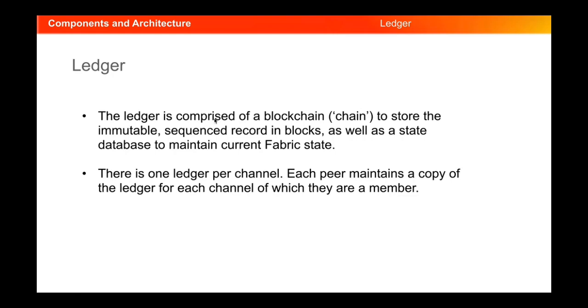So the ledger is comprised of a blockchain, which is why it is called a blockchain, a chain of blocks, to store the immutable sequenced record in blocks, as well as the state database to maintain the current fabric state, which is the world state. There is one ledger per channel. Each peer maintains a copy of the ledger for each channel of which it is a member.